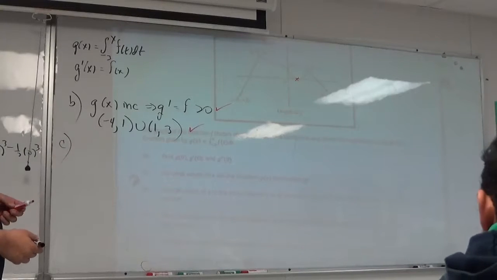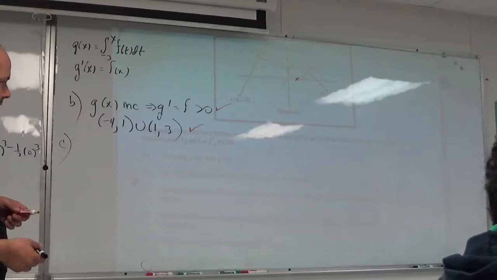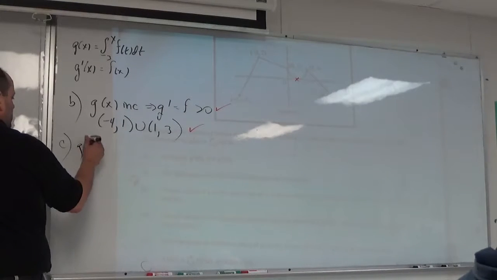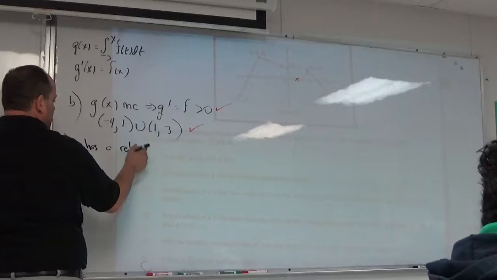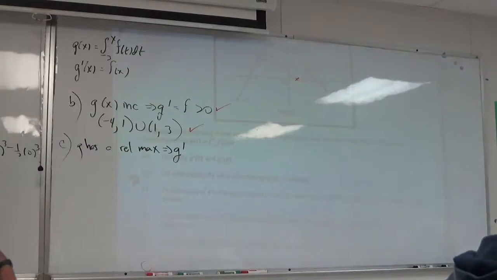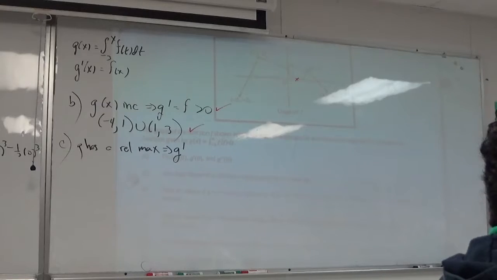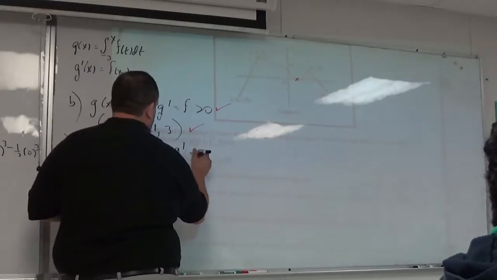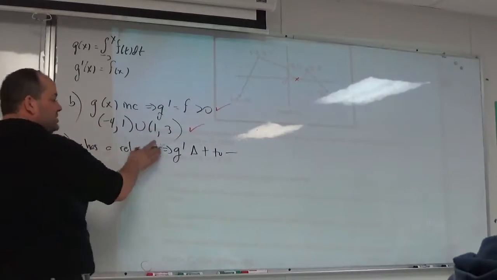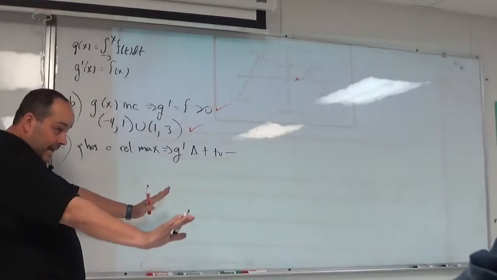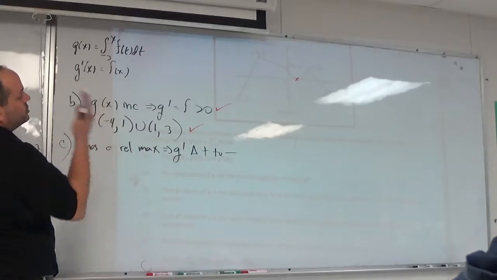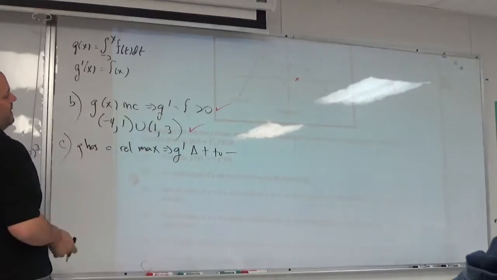Part C, find all values of x in the open interval -5 to 4 for which g will have a relative max. G has a relative max means g prime has to do something. Everybody needs to know. Rubio, what you got? Change from positive to negative at x equals 3. So if g has a relative max, g prime changes from positive to negative. Done. But g prime and f are the same thing, so where does g prime change from positive to negative?